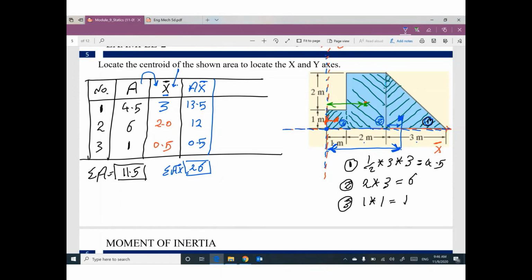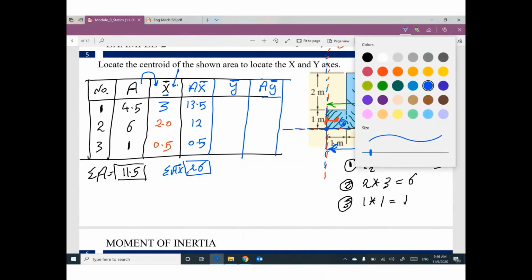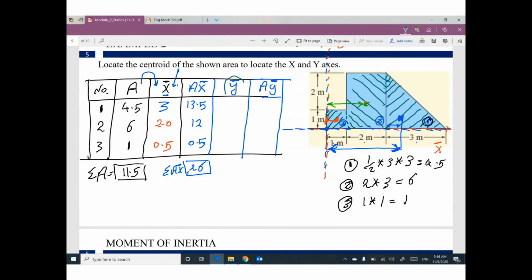Keep walking. What is the distance Y bar? And what is the area times Y bar? One more time. Guys, if I'm talking about Y distance, Y is a vertical distance. Let's go back to part number 1. What is the vertical distance between this centroid and your reference? Do you remember?